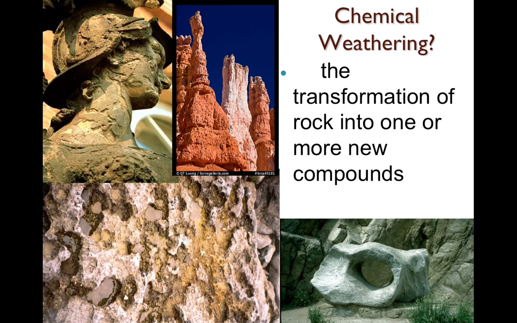Chemical weathering is the transformation of rocks into one or more new compounds. So with chemical weathering, we are now changing the composition of the rock. I ask you how mechanical weathering is going to affect chemical weathering. With mechanical weathering, we increase the surface area. In chemical weathering, there's going to be more surface area exposed due to mechanical weathering, so that's going to increase the rate of chemical weathering.